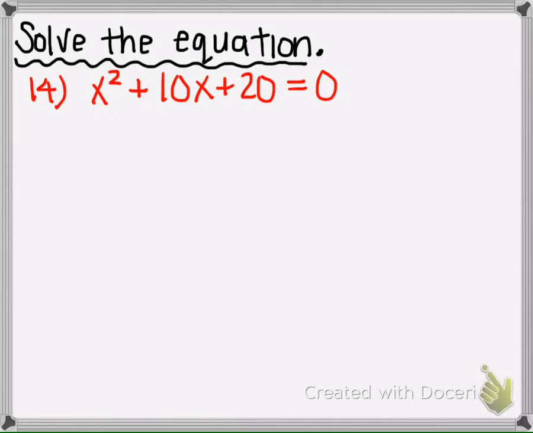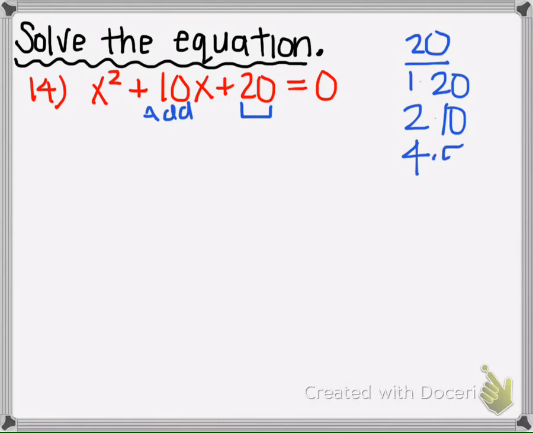Problem number 14 on page 5, it says to solve the equation. So a couple chapters ago, we learned how to solve by factoring. So what two numbers multiply to 20 and add to 10? However, if we try to do that here, we will find that no such numbers exist. So we can't solve this by factoring. So if we can't solve by factoring, then another method we can utilize is completing the square.